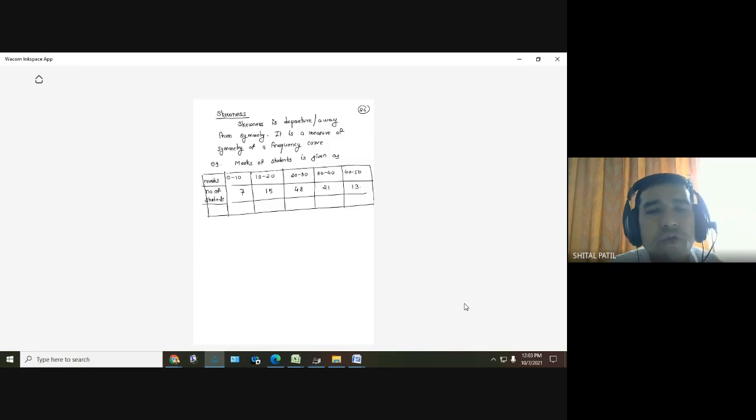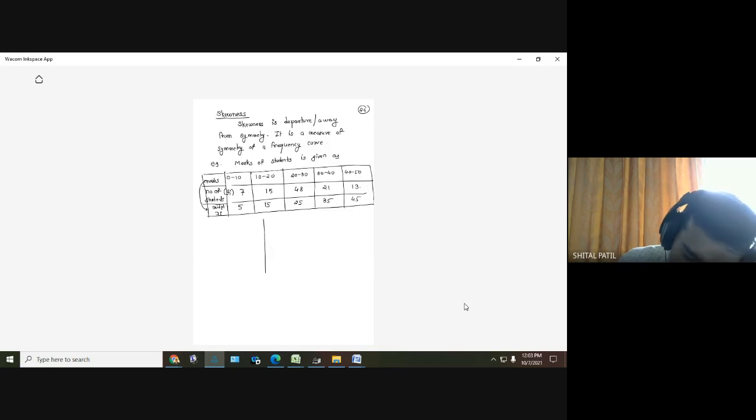Now, to draw the graph, frequency is required. This is the frequency. Number of students is the Fi. And now we want to find Xi. And what will be Xi? For the class intervals, for the marks, we want to find the midpoint. Hope you remember all these things. And I'll draw the graph like this. We'll show marks here, and here we'll write number of students.